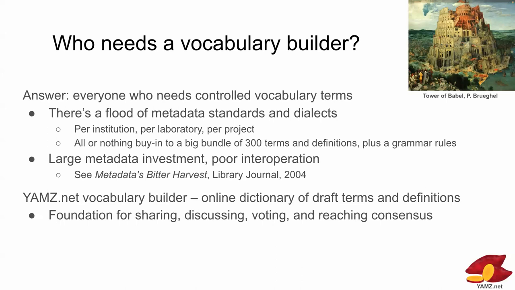One barrier to compliance is that each standard is a big bundle. You agree not only to each of its 300 terms and definitions, but also to its grammar rules. It's not easy to unbundle things so that you can pick and choose. Professions and disciplines invest heavily in creating, complying with, and deviating from metadata standards. With all those dialects, interoperation is poor. This was noticed as early as 2004, when there were many fewer dialects than today.